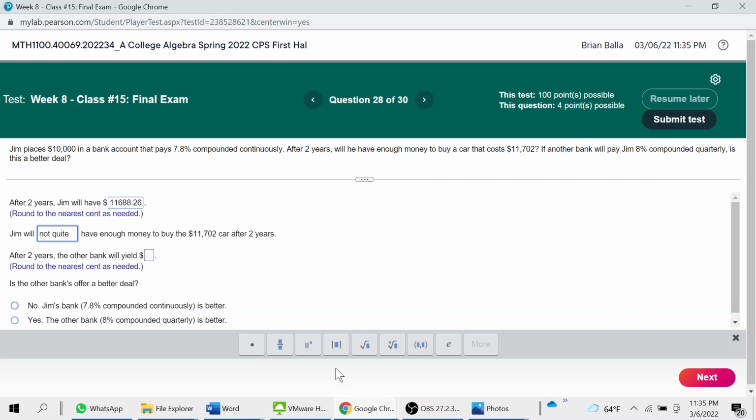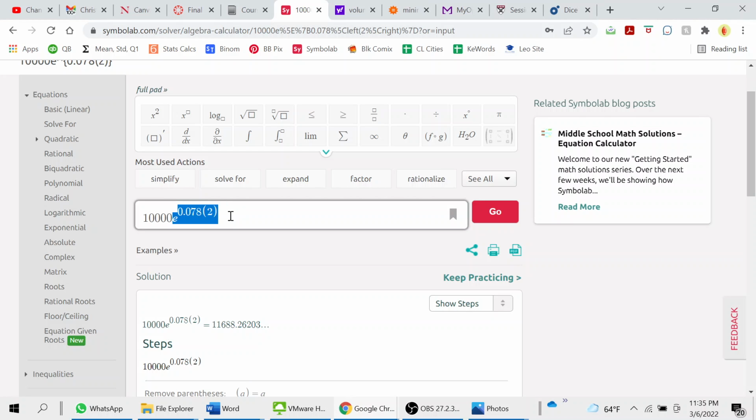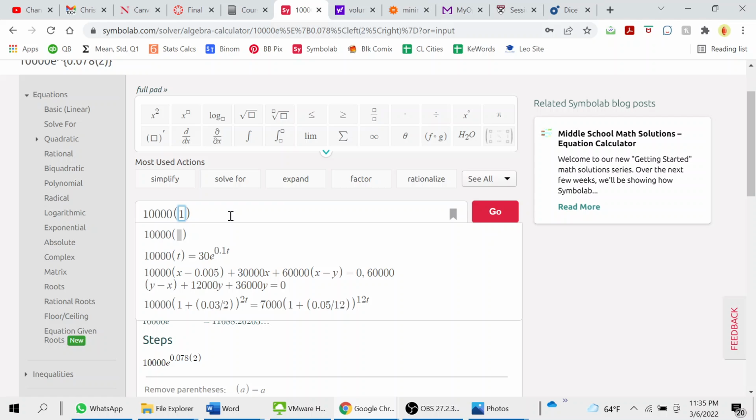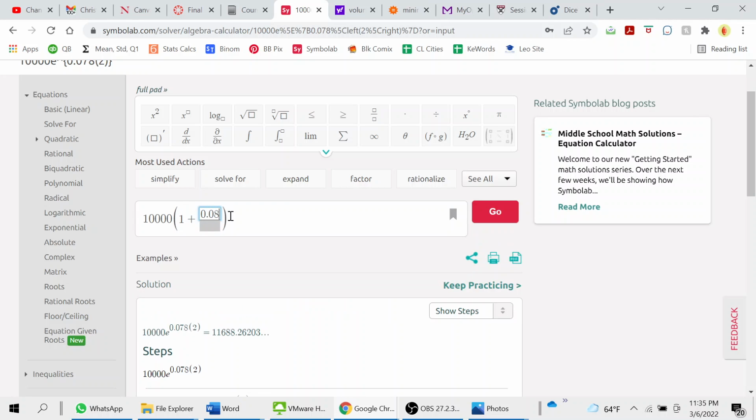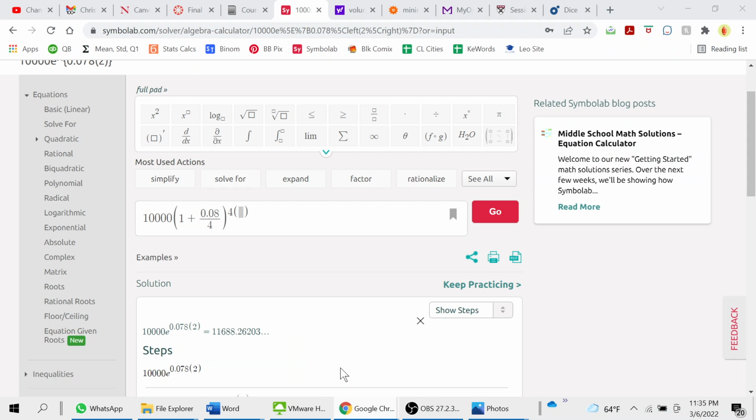Okay, 8% quarterly. Alright. 1 plus 0.08 over 4 to the 4th power times how many years? 2 years? 2 years.